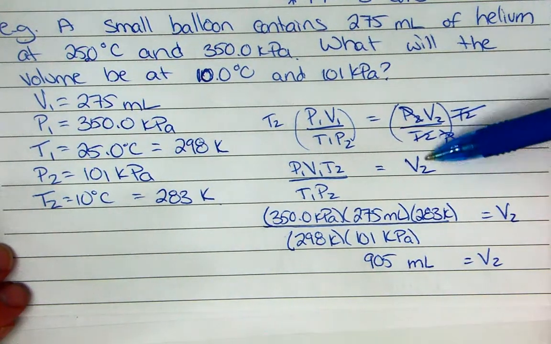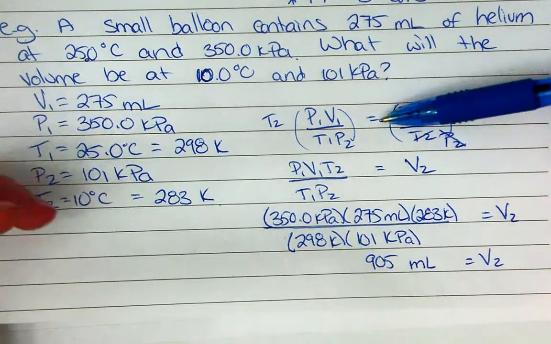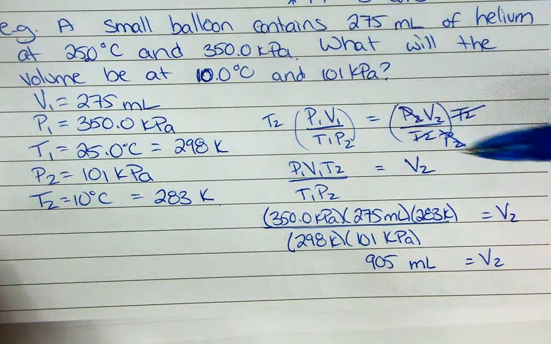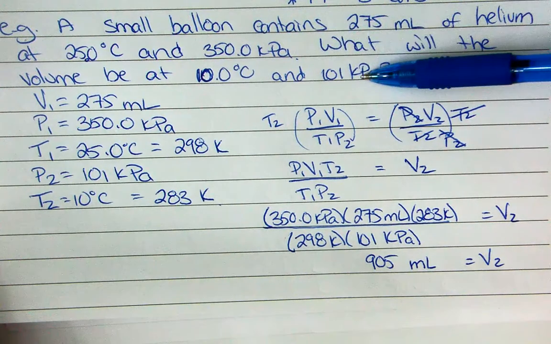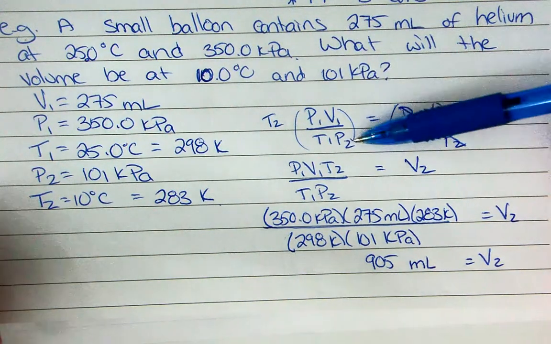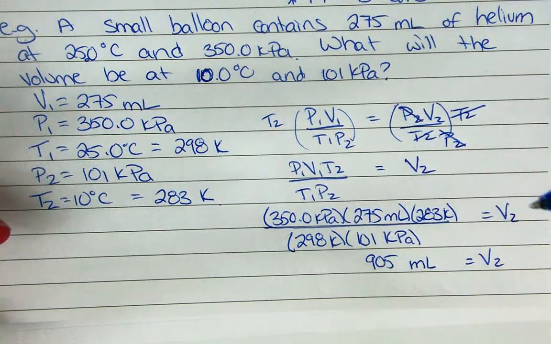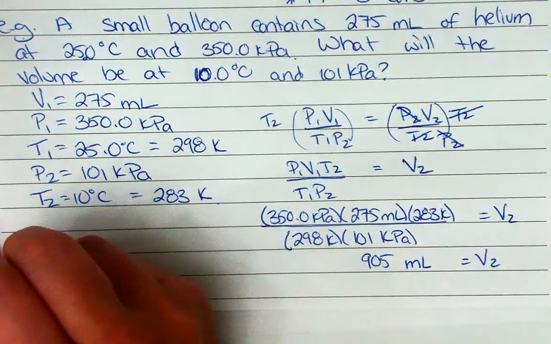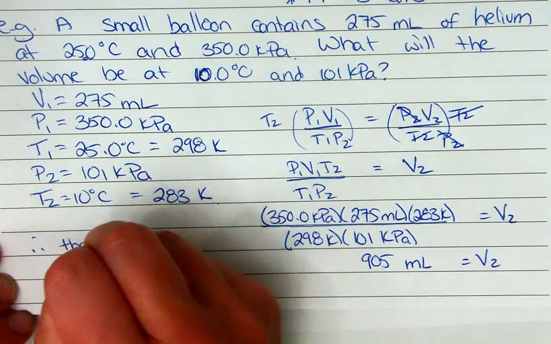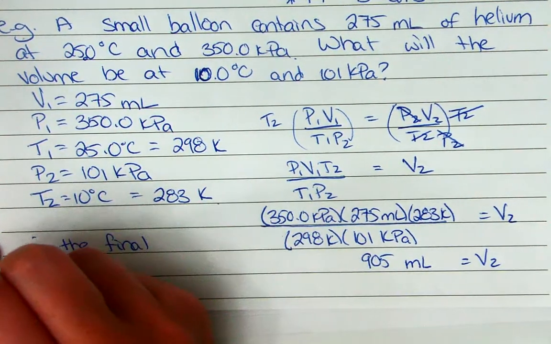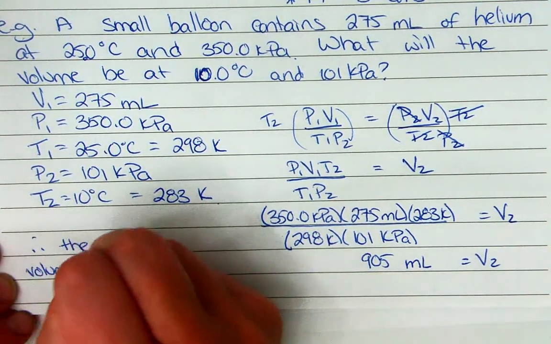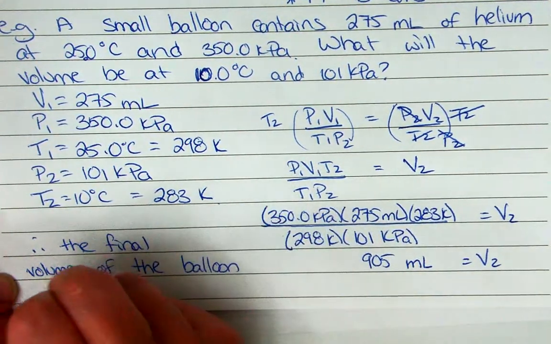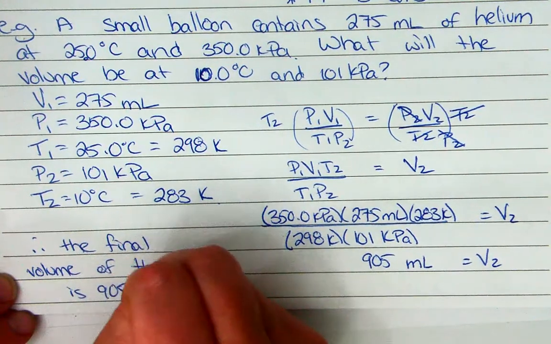So you might be thinking, okay, but the temperature dropped, and so the volume should drop. You're right. However, the pressure dropped, which means the volume would increase. And that was a significant pressure drop. So we're going to see the volume increase from pressure override the volume decrease from temperature drop. Therefore, the final volume of the balloon is 905 milliliters.